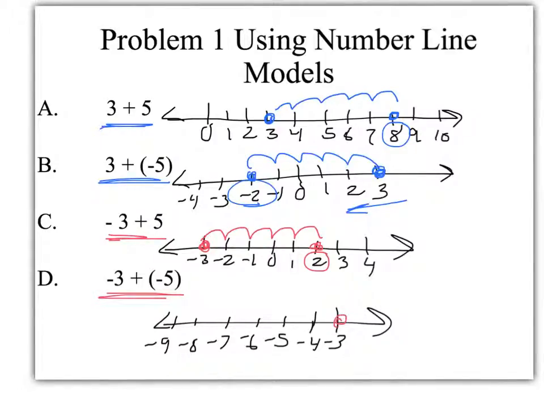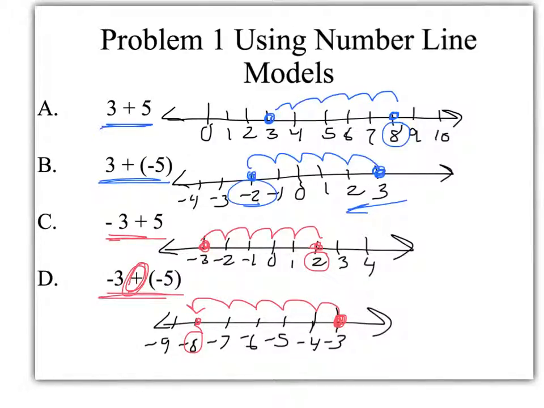So you're going to start at negative 3. Now, even though it says add, you're adding on a negative number. And negative means you have to go to the left. So 1, 2, 3, 4, 5. So you end at negative 8.